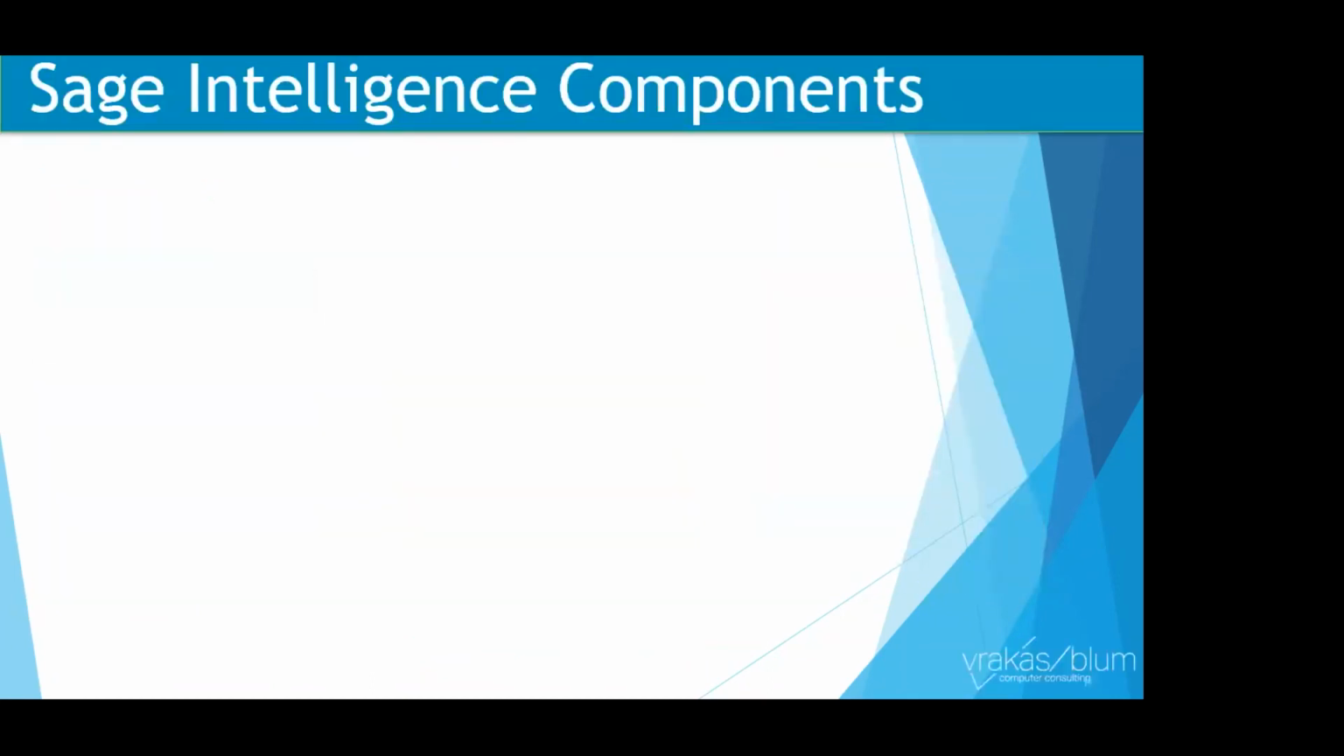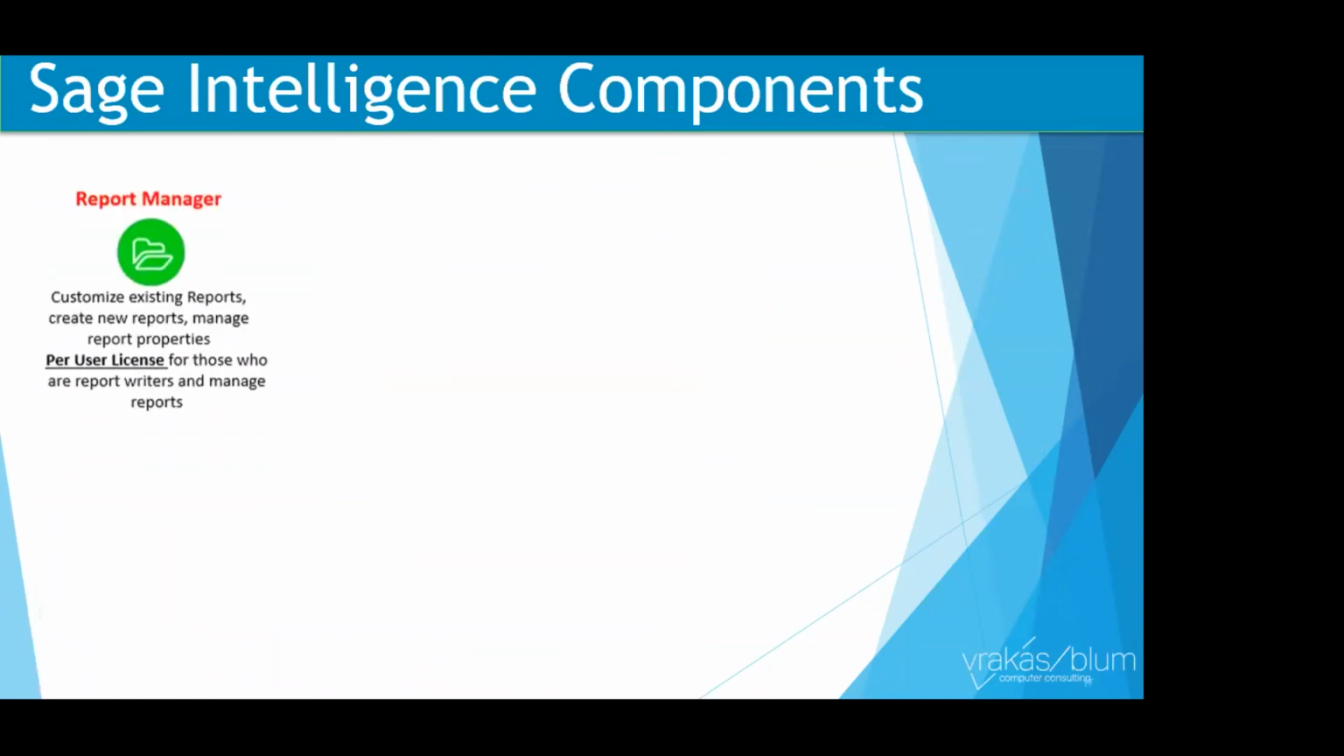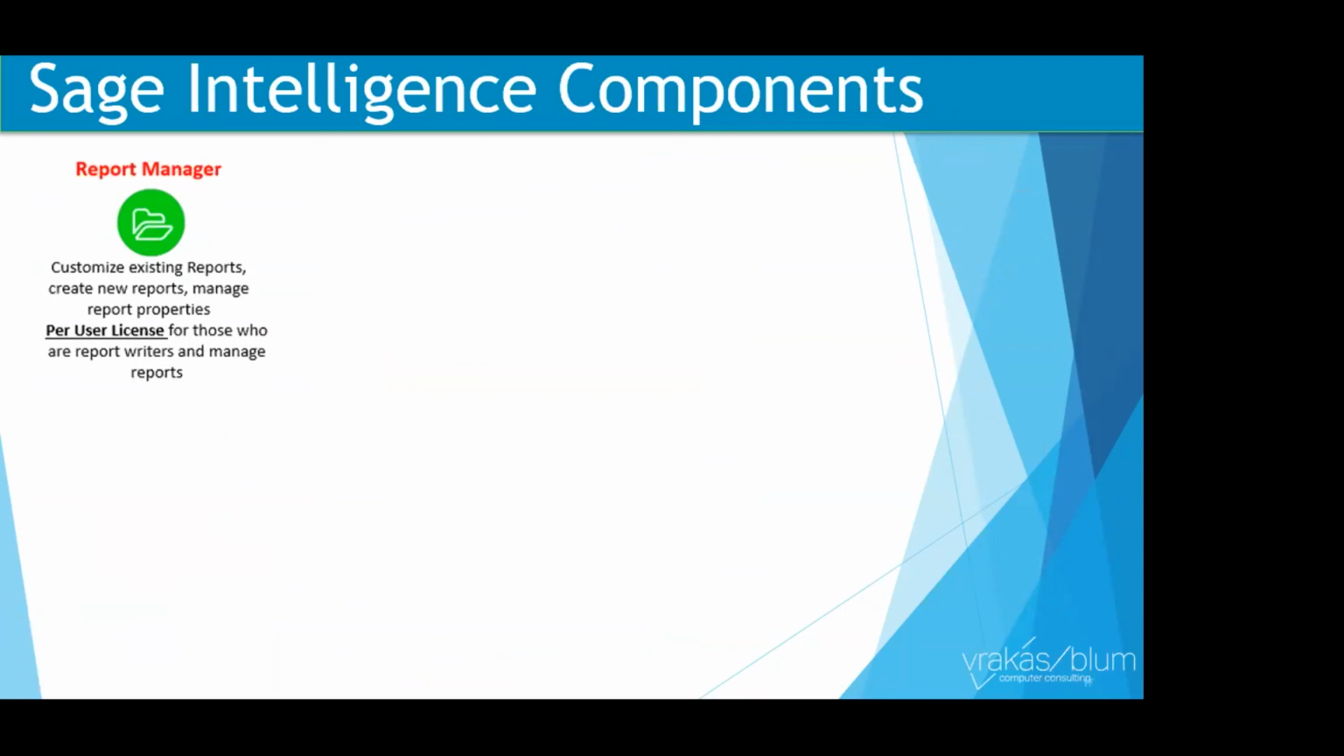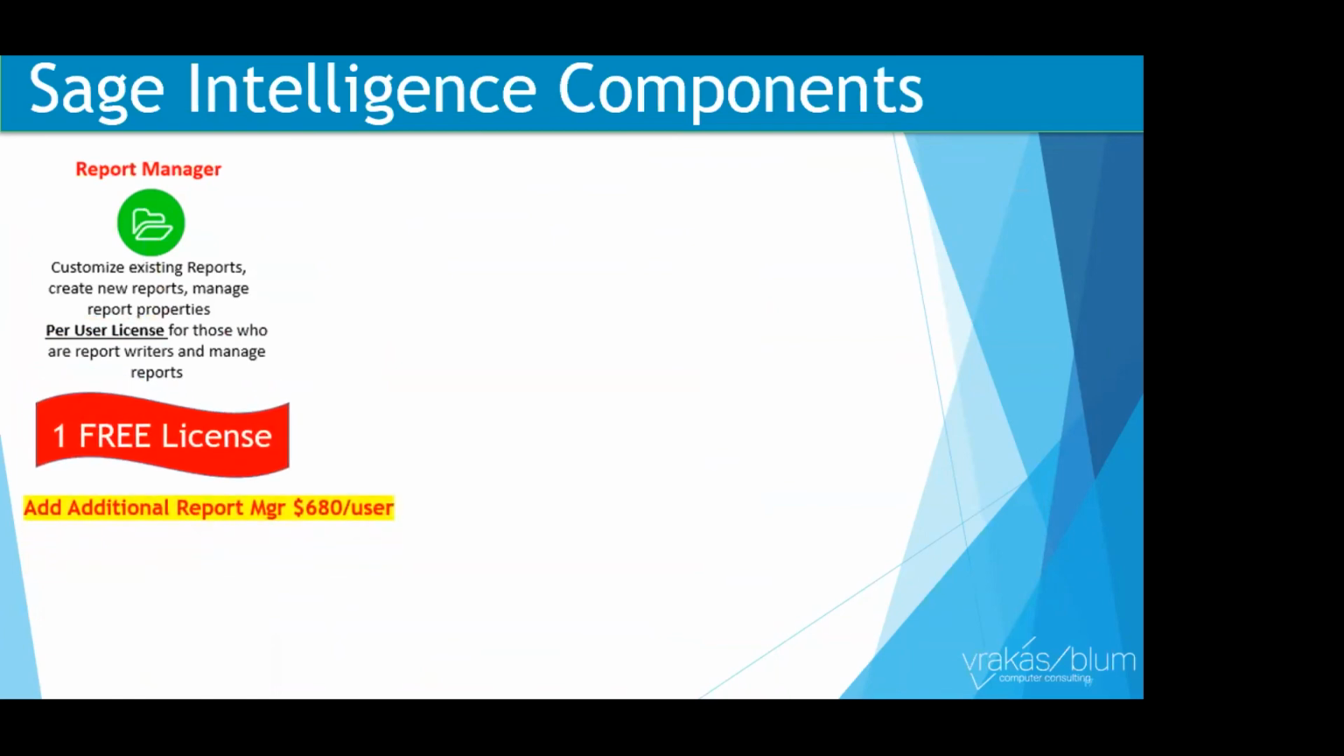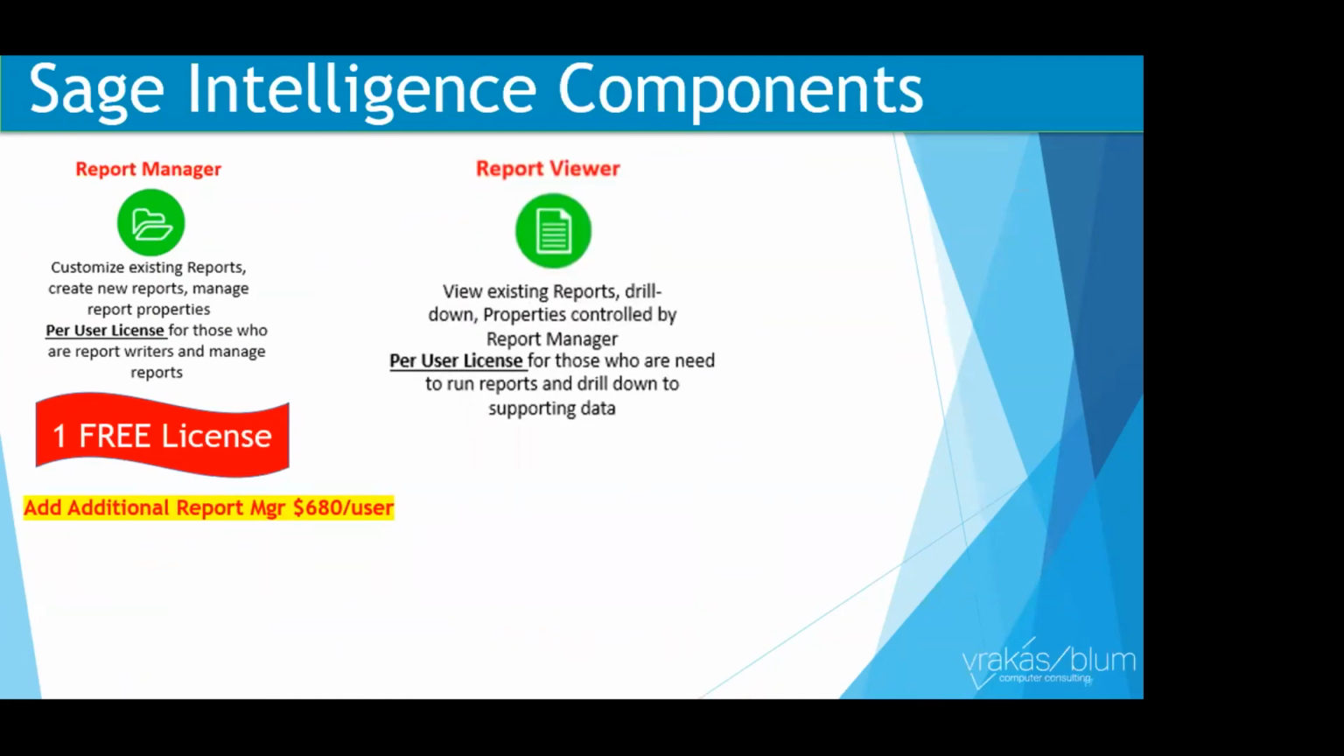So back to Sage Intelligence. We talked about SDMA pricing. What about Sage Intelligence? So the report manager gives you the ability to customize existing reports, create new reports. They do give you 1 free license, and you can add additional report managers for $680. The report viewer is the ability to view reports, drill down on a per user license basis. That is $137. It is not free with the purchase of Sage. You do have to purchase that separately.